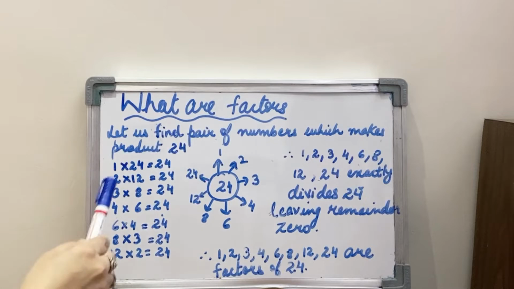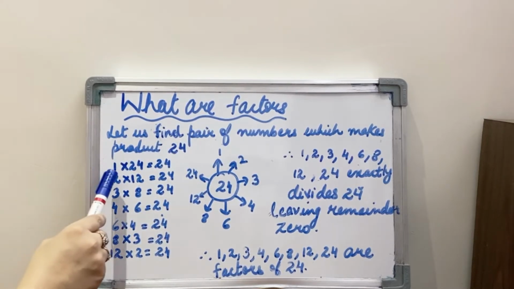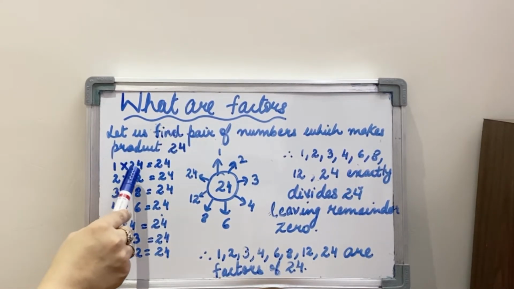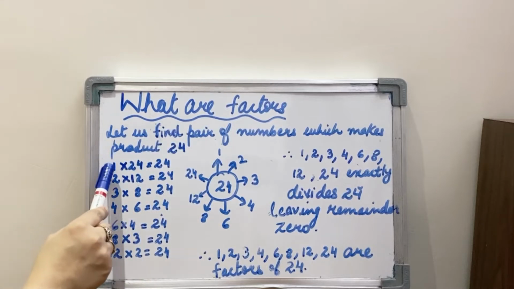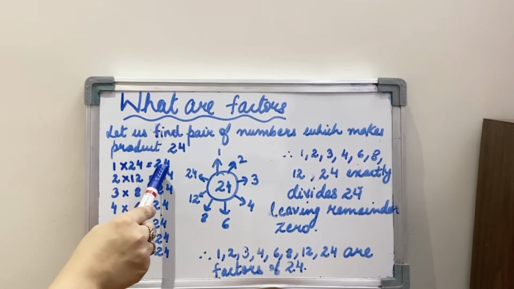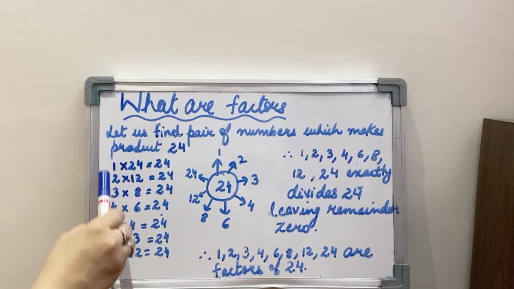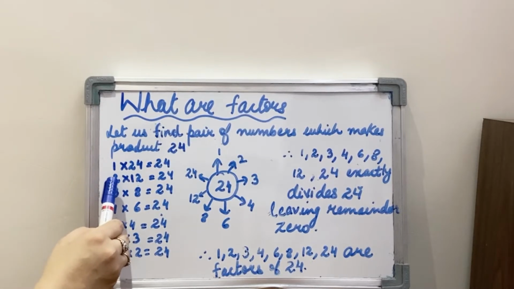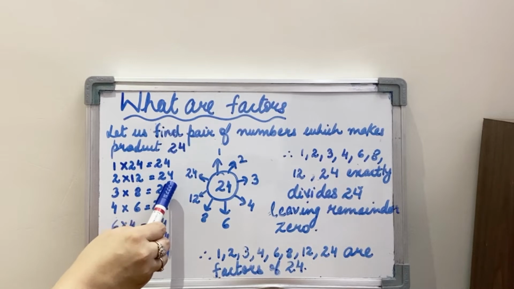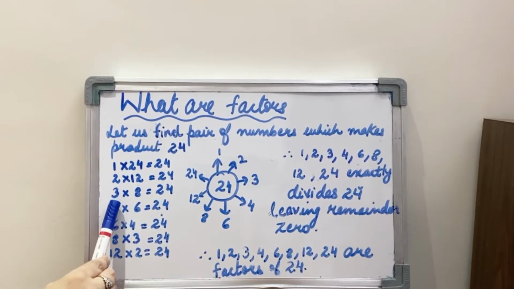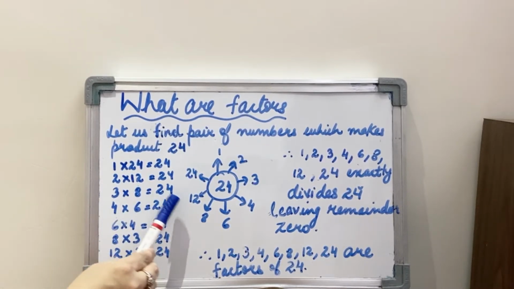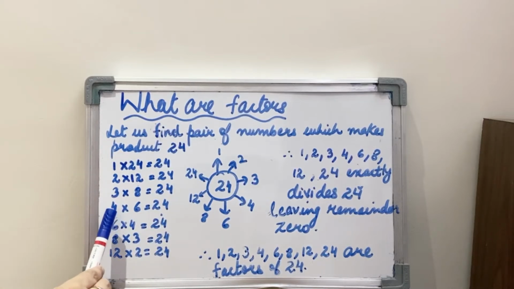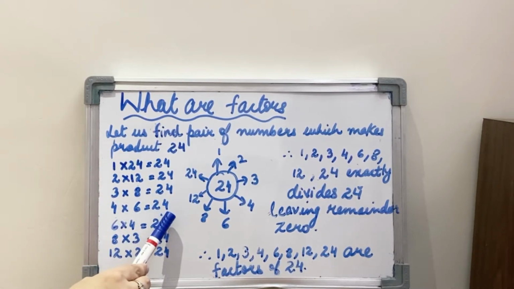So first of all, I am checking from the table of 1. 1 into 24, because a number whenever it is multiplied with 1 gives the same number. Then for the table of 2, when I checked, 2 into 12 is 24. Then in the table of 3, 3 into 8 is 24. Then in the table of 4, 4 into 6 is 24.